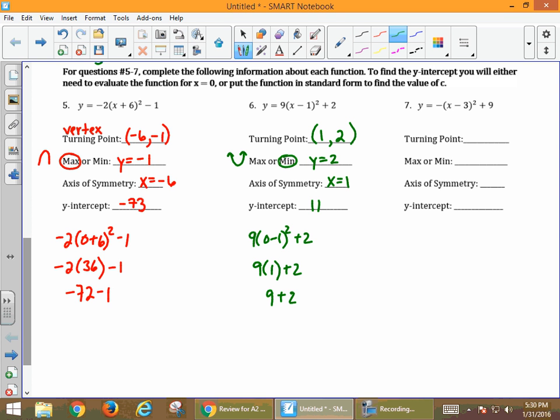Please be careful when you are squaring a negative number that those answers are coming out positive. The calculators will sometimes trip you up on that.